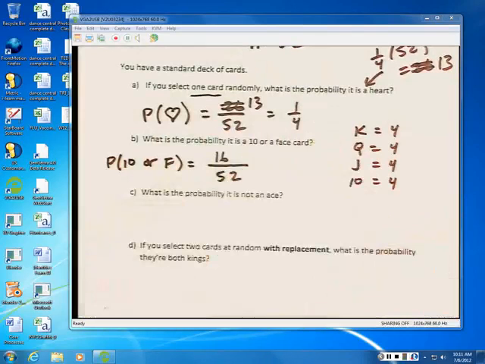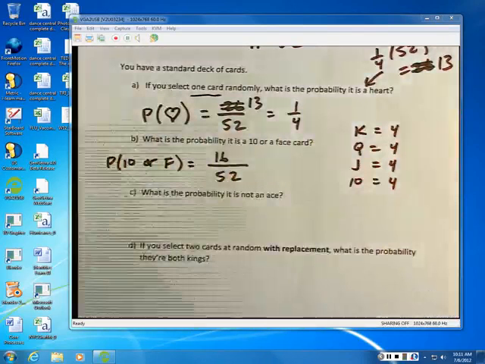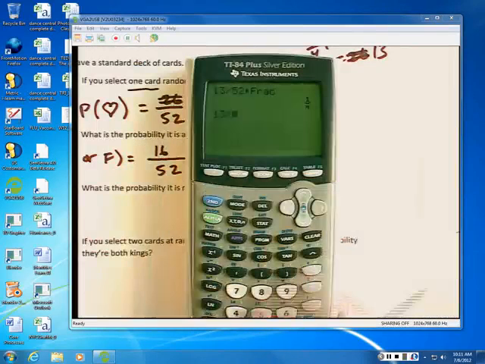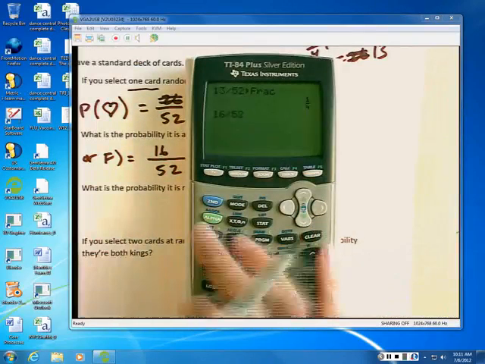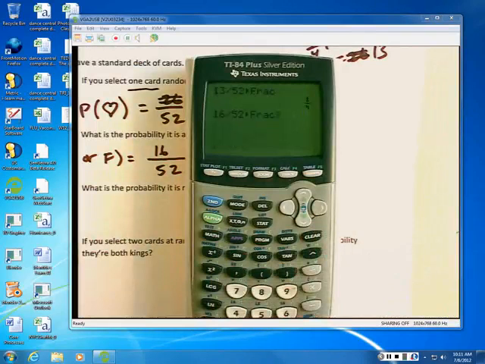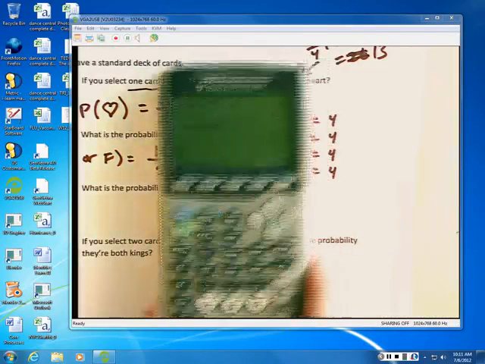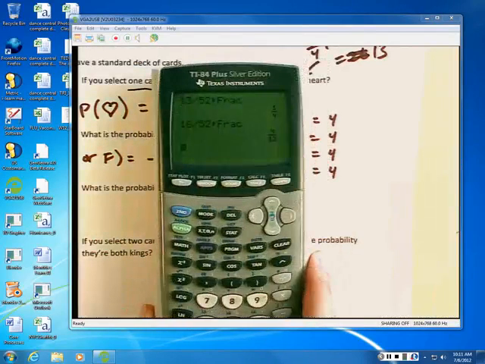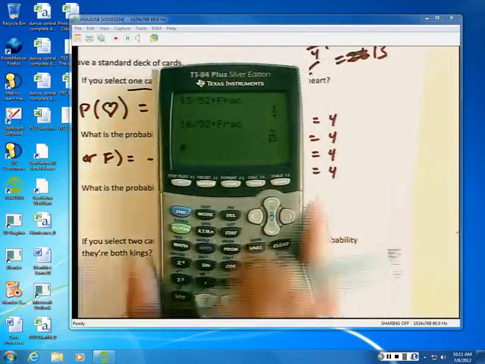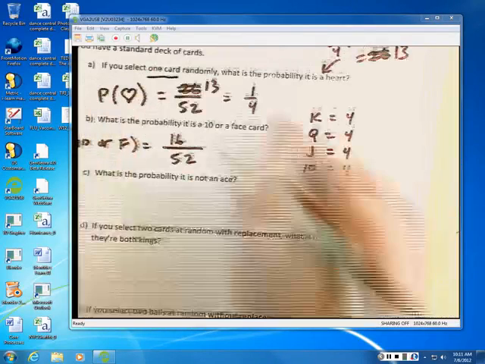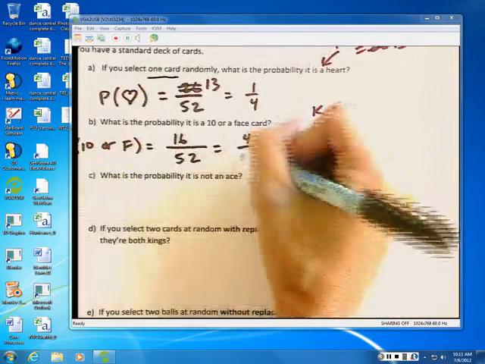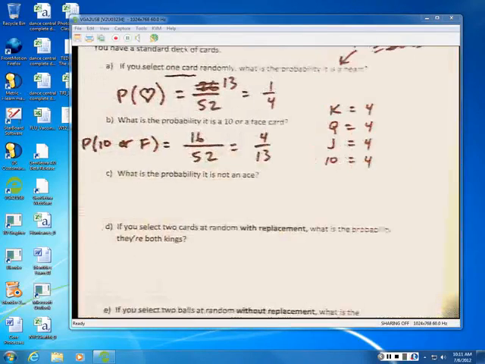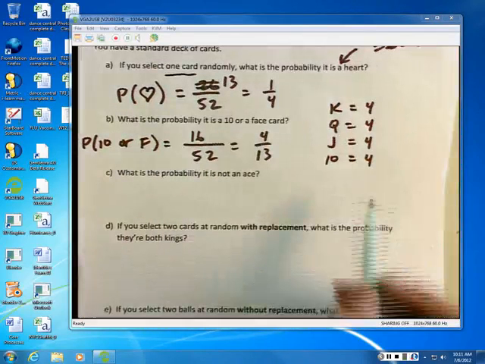And I'm going to do this in my calculator again. I'm going to go 16 divided by 52. Oh, not 13. I'm going to go 16 divided by 52. Math, convert to fraction, if you can see all that. And then there it is. So I get 4/13. So it reduced that for me. I don't know if you could see that, but you should be able to do that also. So 4/13. You could also do the percentage. That would be fine too.